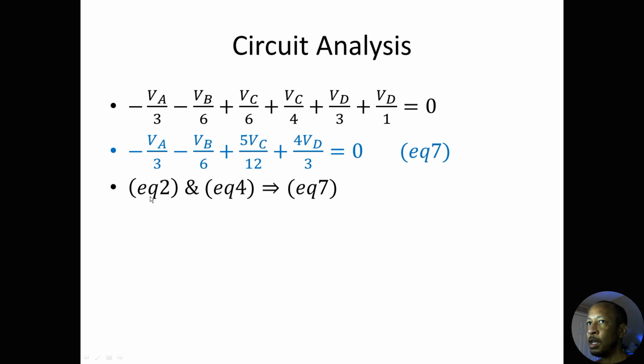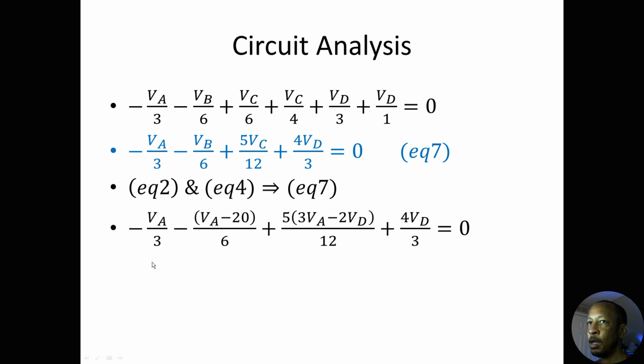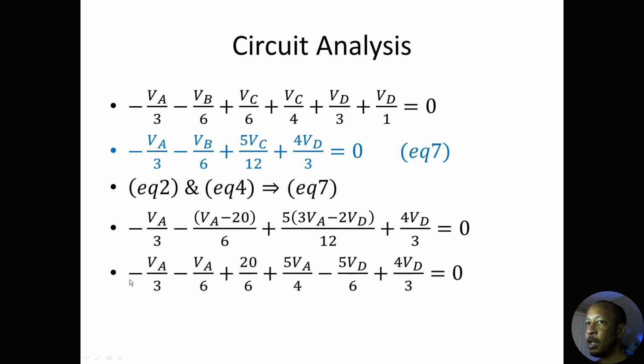Next, I'm going to take equation 2 and equation 4 and place it into equation 7. Next, that gives me negative VA over 3 minus (VA minus 20) over 6 plus 5 times (3VA minus 2VD) over 12 plus 4VD over 3 equals 0. Next, that gives me negative VA over 3 minus VA over 6 plus 20 over 6 plus 5VA over 4 minus 5VD over 6 plus 4VD over 3 equals 0.